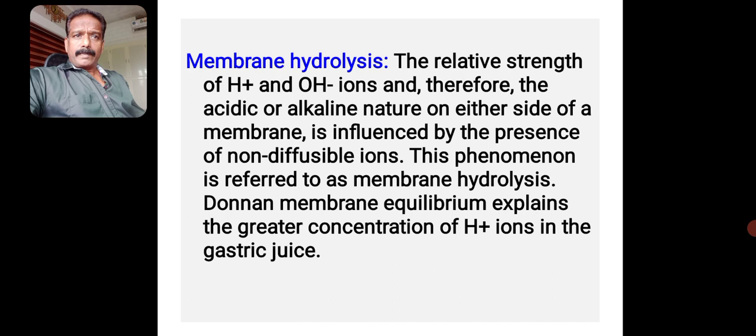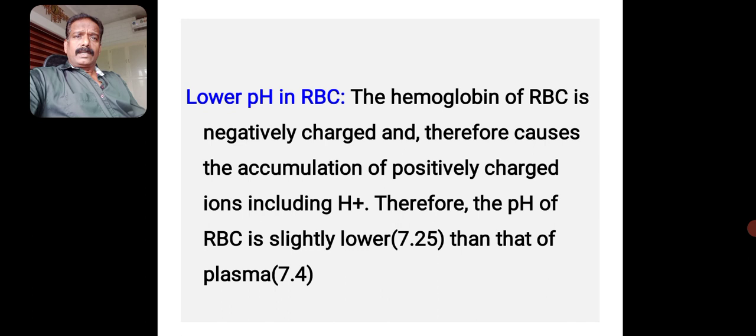Another one is membrane hydrolysis, a phenomenon of distribution of H plus and OH minus ions. The presence of H plus ions reduces pH and increases acidity of the system. This H plus ion distribution is also based on Donnan membrane equilibrium. The H plus ions accumulate in gastric juice, explained by Donnan membrane equilibrium. Another example is the difference in pH of plasma and RBC. The pH of plasma is around 7.4, but RBC has a slightly lesser pH, 7.25, due to the increased presence of H plus ions in RBC in comparison to plasma.